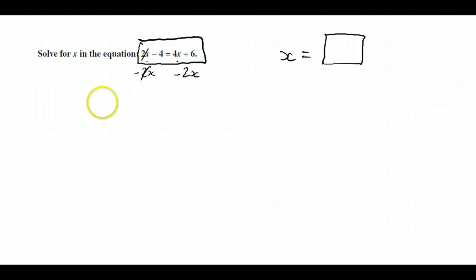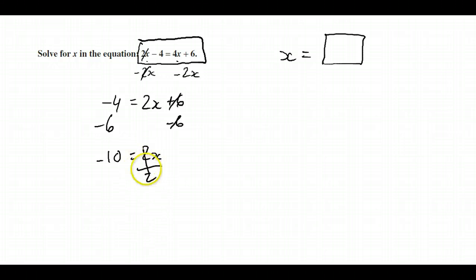Okay, so now we rewrite the equation. Negative 4 equals 4x minus 2x is 2x, and then plus 6. Okay, and from here, it's a pretty standard equation. Plus 6 minus 6 cancels, minus 6, that gives us minus 10 equals 2x, divide by 2, and we end up with x equals negative 10 divided by 2 is negative 5.